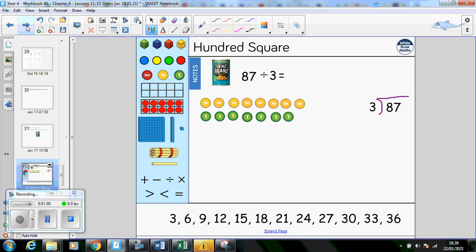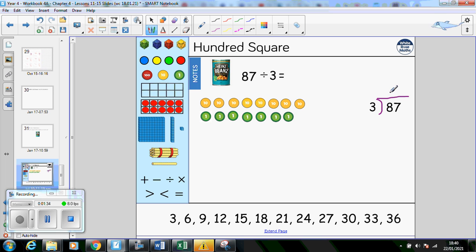So, here's some more representations to help us with our thinking. Okay, we know the calculation is 87 cans of beans divided or shared between 3 shelves. Here are our 10, 20, 30, 40, 50, 60, 70, 80, 1, 2, 3, 4, 5, 6, 7 cans. They're in boxes of 10 and these are single cans.